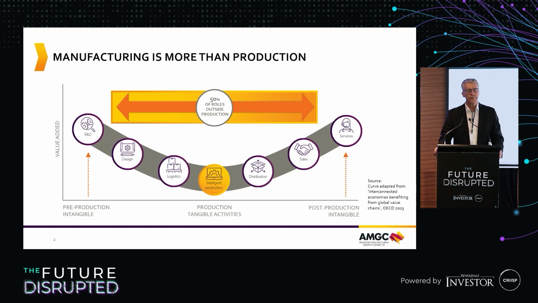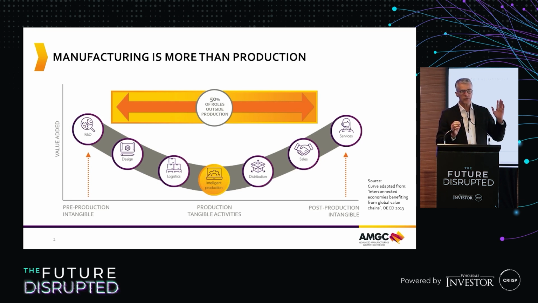People think of manufacturing as production. Manufacturing is more than production. 50% of the jobs in manufacturing are outside the production part of manufacturing. Think of Apple. Everyone says, yeah, sure, Apple makes the iPhone. Apple does not make the iPhone. Apple works in the other 7 phases of the manufacturing value chain, what we call the smiley curve.